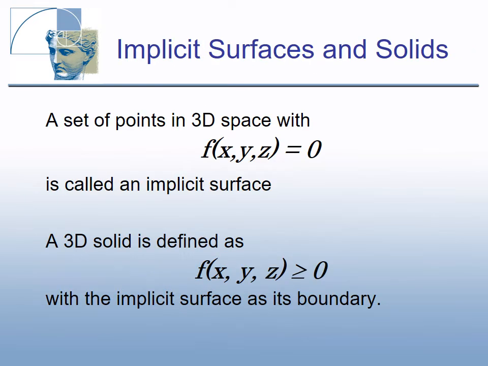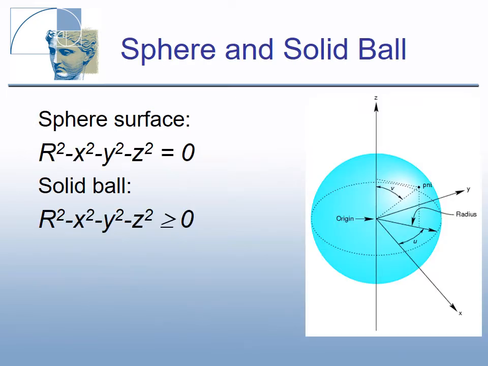Let us make a step one dimension higher and consider functions of point coordinates in three-dimensional space. The equation f equals 0 defines an implicit surface, and the inequality f greater or equal to 0 defines a three-dimensional solid with the implicit surface as its boundary. Symmetrically to the two-dimensional case, the first equation on this slide defines an implicit surface called a sphere, and an inequality defines the sphere and all points inside, making an object called a solid ball, or simply a ball.